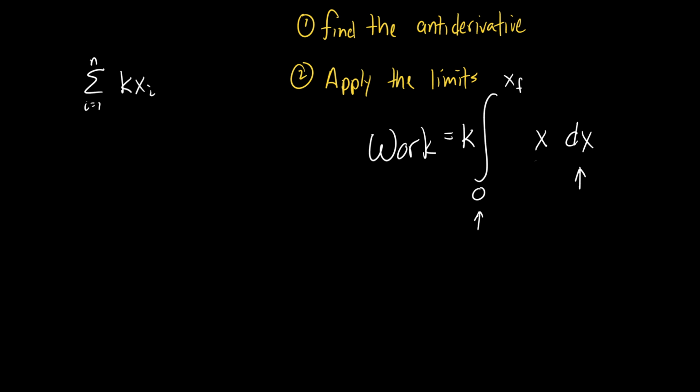If I were to put F final instead of X final, would that be a problem? Because F final is not necessarily the position of it. Yes, you would have a problem. We need a function that has something to do with x in order to take the integral with respect to x. Yes? Why are we pulling k out?